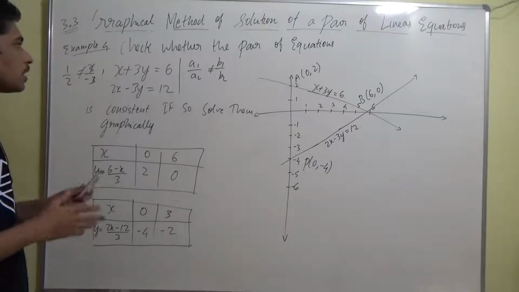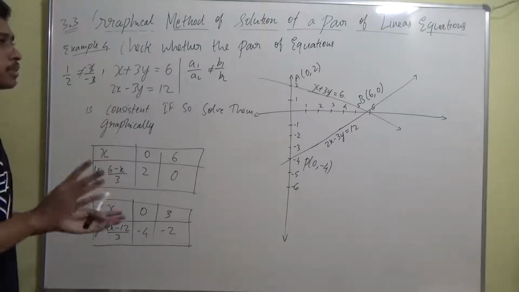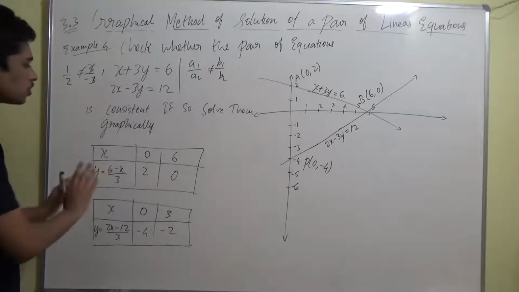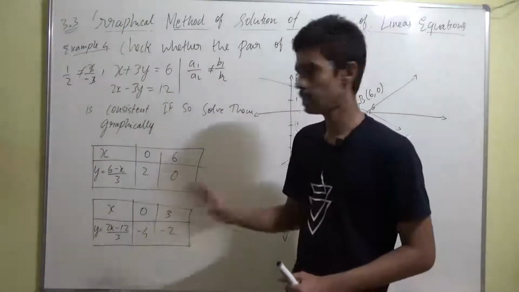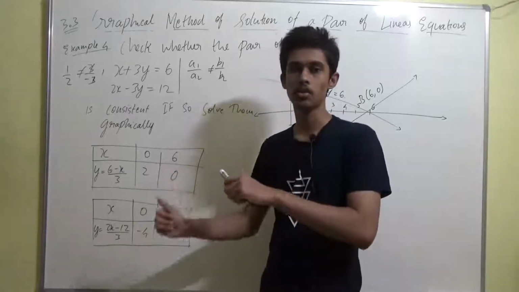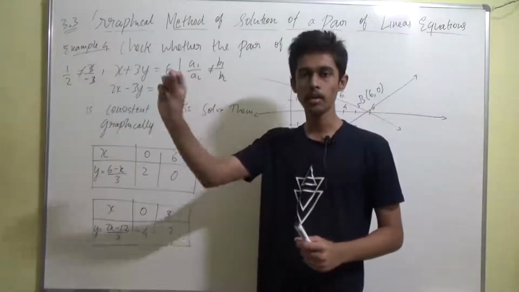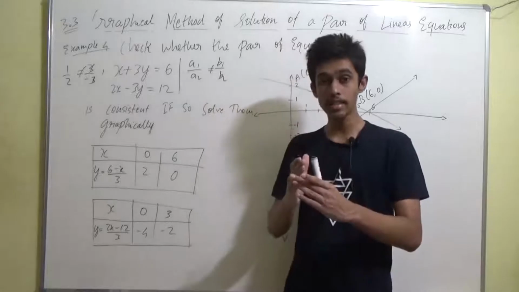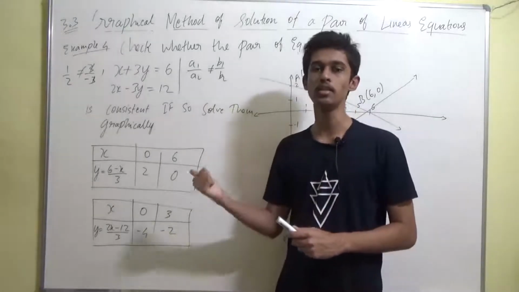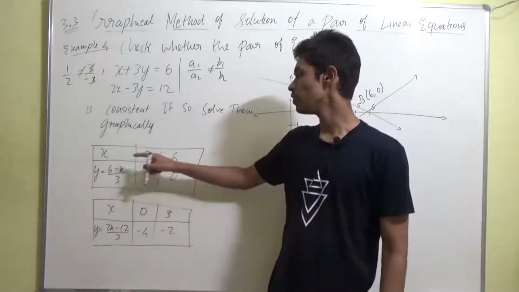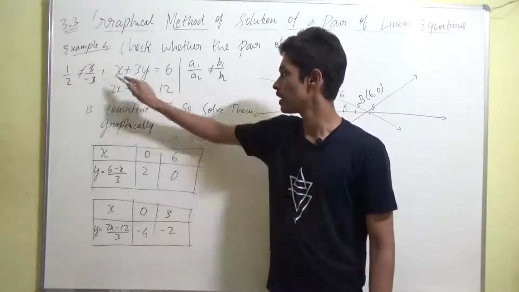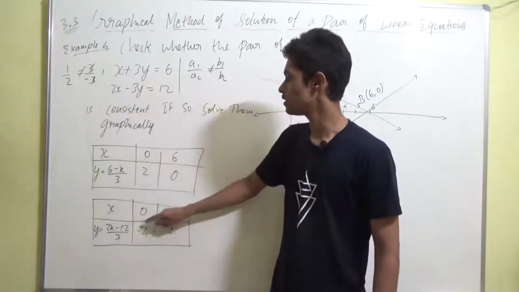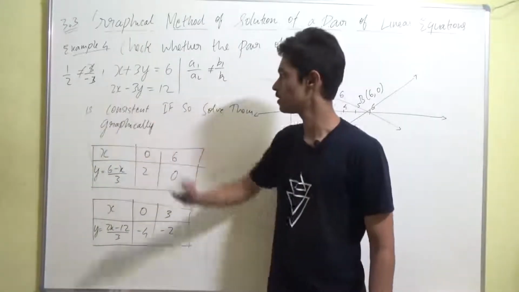To draw the graph, as we have done in the previous chapters and the previous lectures, we have to take the value of x and y, put the value of x and get the value of y, and then you are going to get the coordinates which you are going to plot in the graph, then join them and draw the line, and find the intersection point to find the solution of the question. So we have taken this equation, guys. This is for the first equation, right? This is for the second equation.